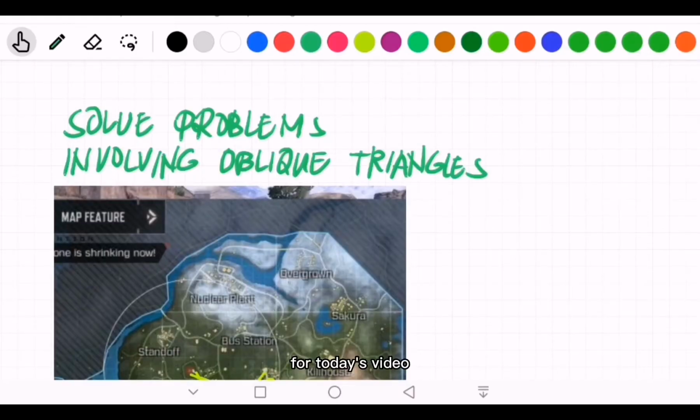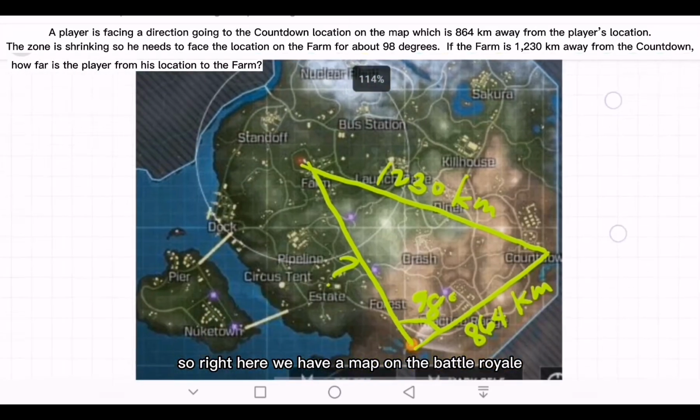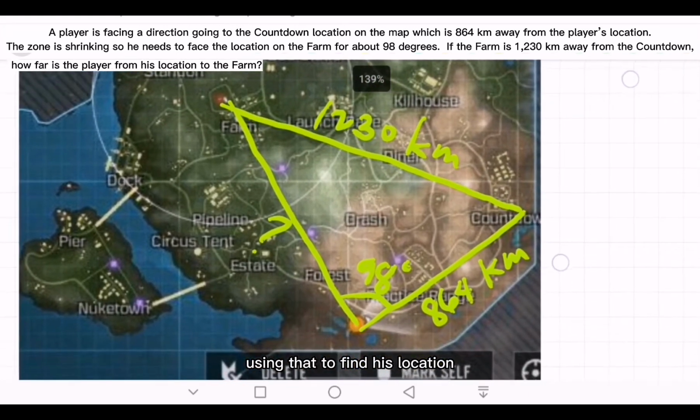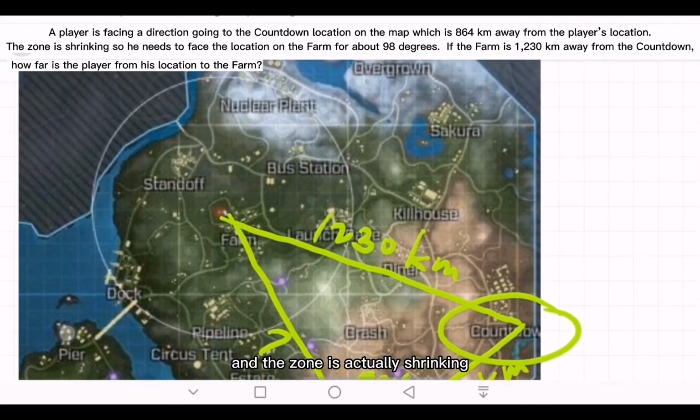Hello everyone. For today's video, we will again solve problems involving oblique triangles. So right here we have a map on the Battle Royale wherein a player is using that to find his location. The player is facing a direction going to the countdown location on the map, which is 864 kilometers away from the location of the player. And the zone is actually shrinking.